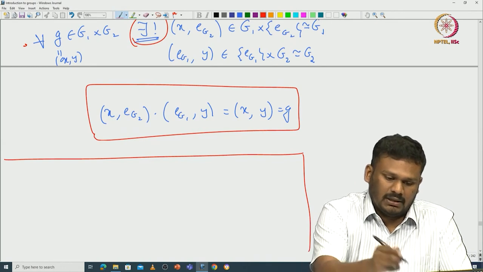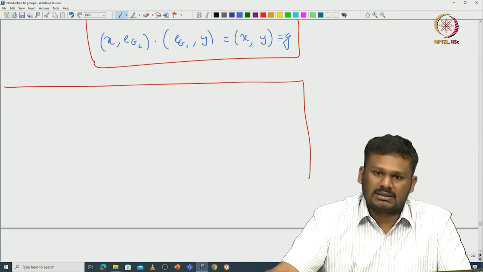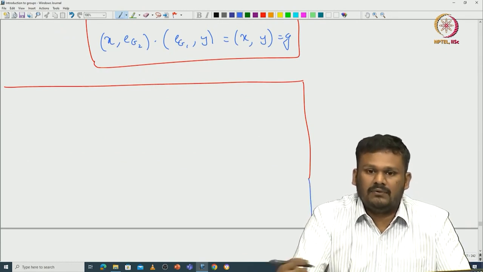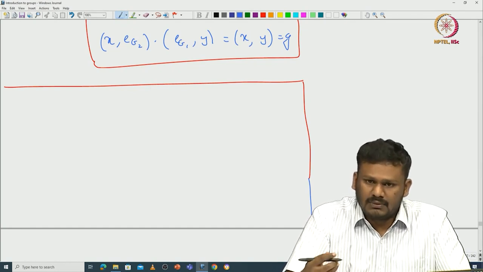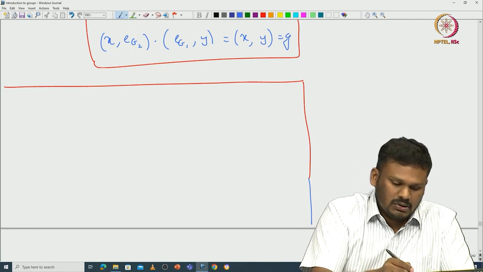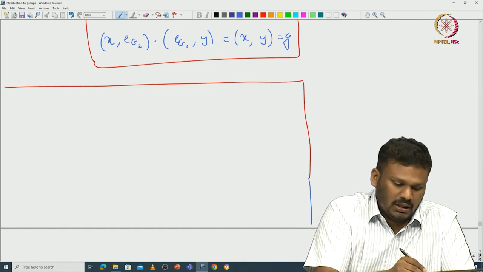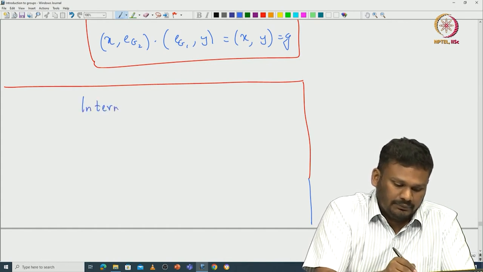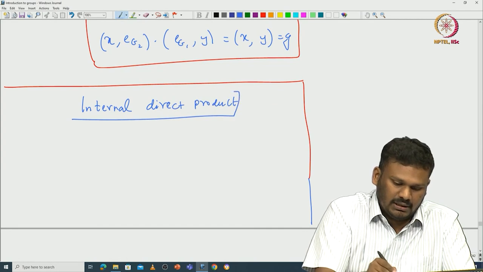So, what is the meaning of that? Let's think about it and then see. Whenever we have this external direct product, we are starting with two groups already. Okay? But if you want to do this for some given group, that means what? You have to identify suitable subgroups first. Okay? So, that is why the direct product is somewhat happening internally. That is why we are calling it the internal direct product. So, let me first define it and then it will become clear.